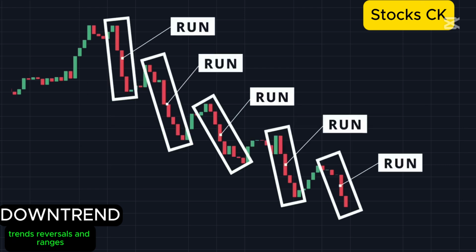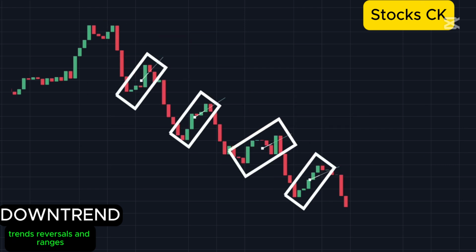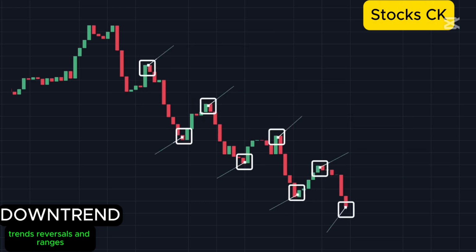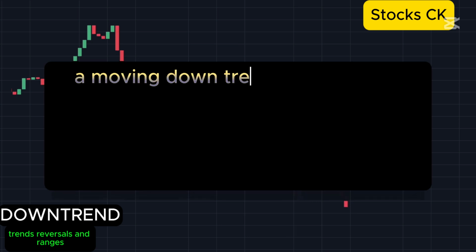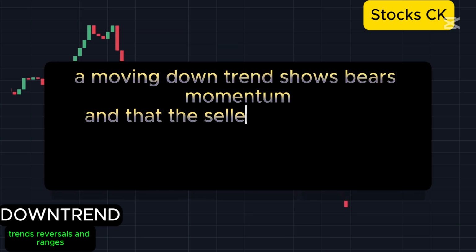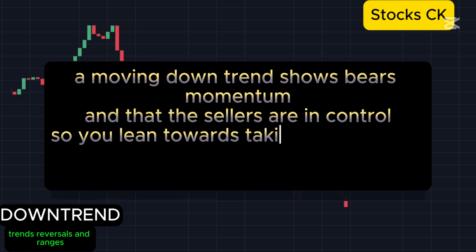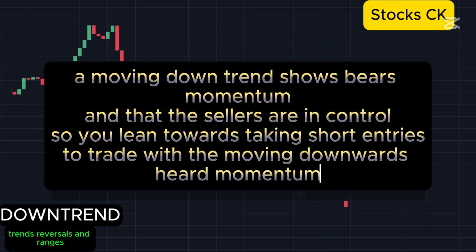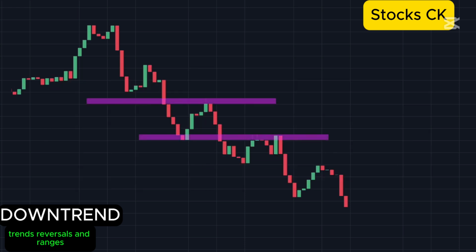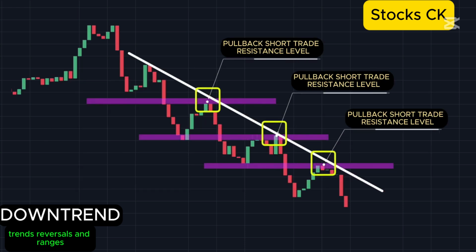You have your runs here and your pullbacks here, which means a downtrend makes lower highs and lower lows. From a price action standpoint, a moving downtrend shows bearish momentum and that the sellers are in control, so you lean towards taking short entries to trade with the moving downwards herd momentum. There are many ways to enter trades with a moving downtrend, but a simple way is to take pullback short trades at support turned new resistance levels.